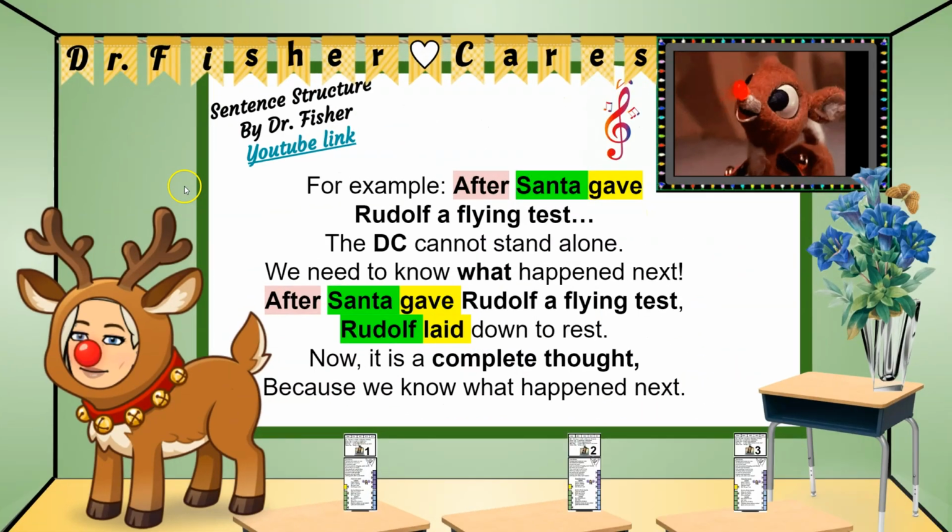For example, after Santa gave Rudolph a flying test, the DC cannot stand alone. We need to know what happened next. After Santa gave Rudolph a flying test, Rudolph laid down to rest. Now it is a complete thought because we know what happened next.